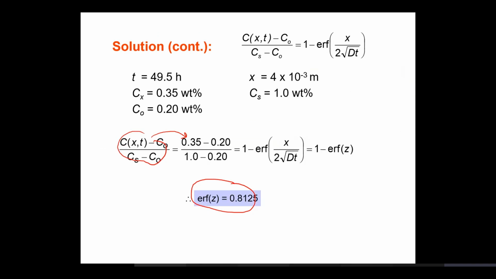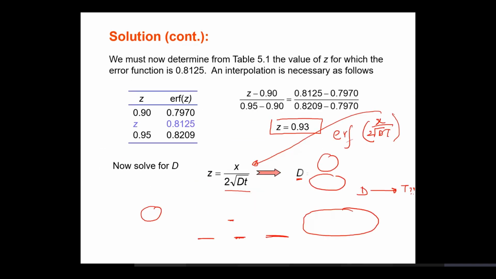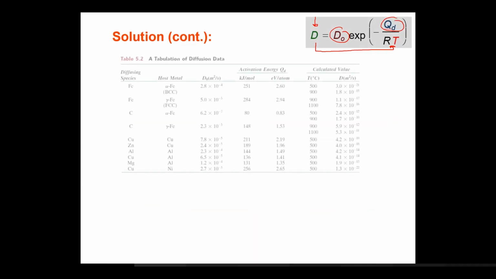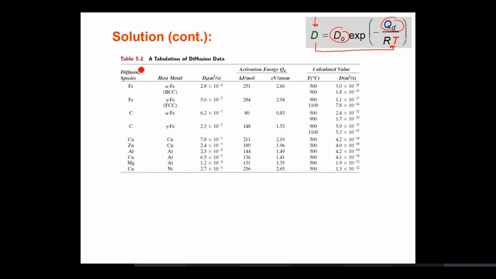Now, if you go to the table, this table would be shared with you. This is a table which says diffusing species. Diffusing species is carbon. Host material is gamma iron, as it is being said in the statement. Gamma iron is FCC iron. The D naught value is 2.3 into 10 to the power minus 5. The activation energy is 148 kilojoules per mole.